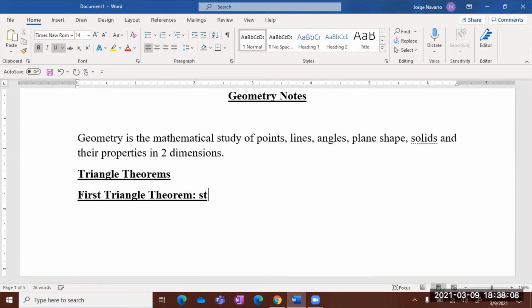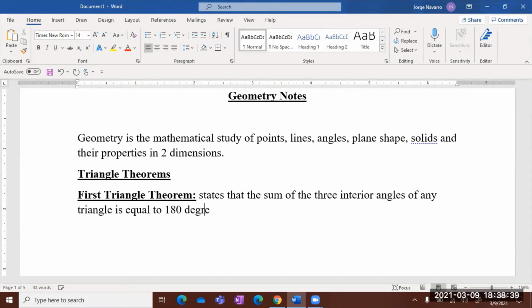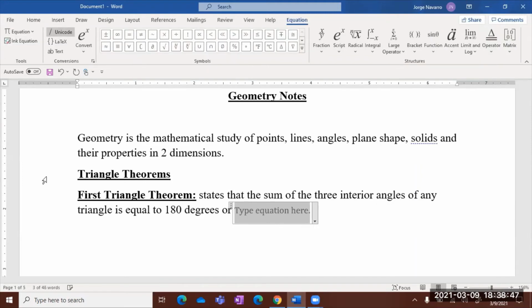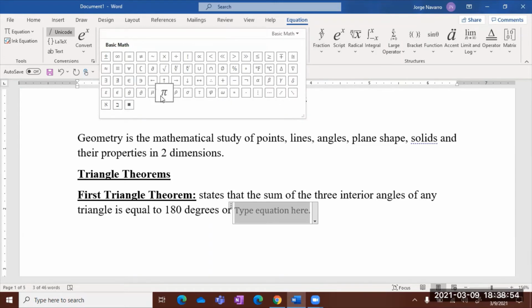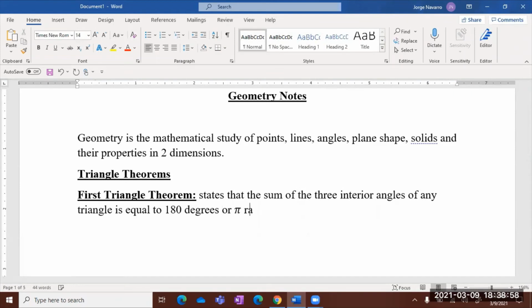So for the first triangle theorem, it states that the sum of the 3 interior angles of any triangle is equal to 180 degrees or pi radians. All right, so that is the theorem.